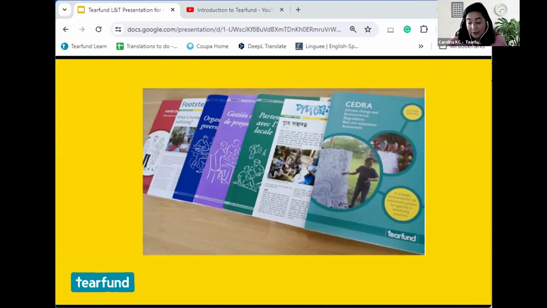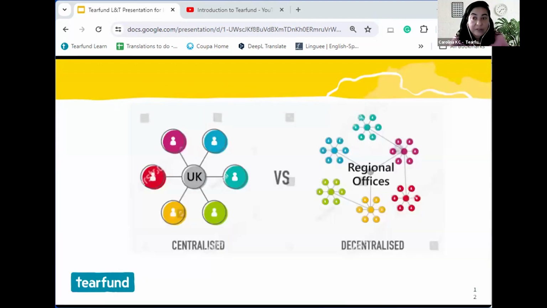This changed very quickly. And then in 2008, Tearfund itself started a decentralized decision-making process. We wanted to have decision-making closer to the people, so we strengthened our regional offices. And then we had a growing demand to start translating policies, safeguarding and governance-related documents into what at the time were called our core languages, which were French, Portuguese, and Spanish.